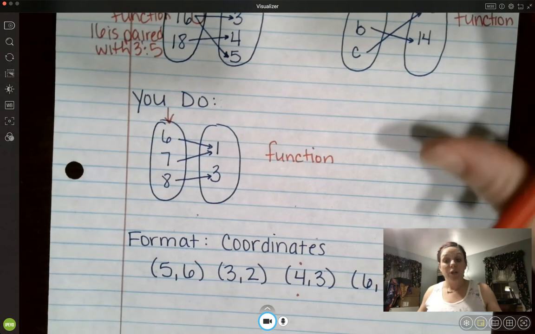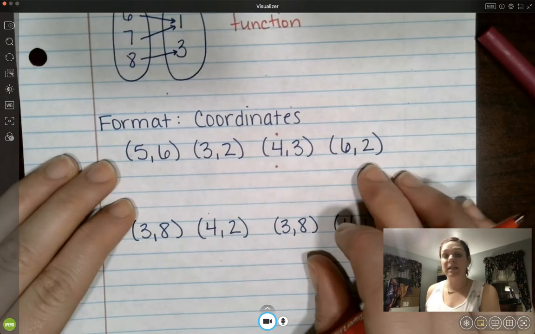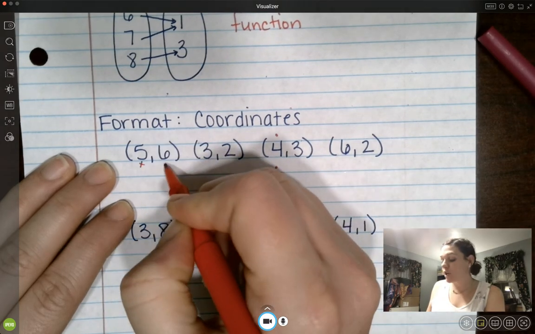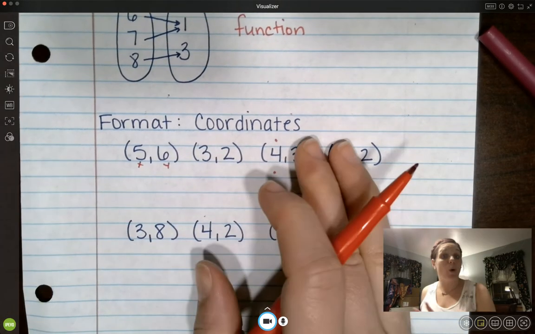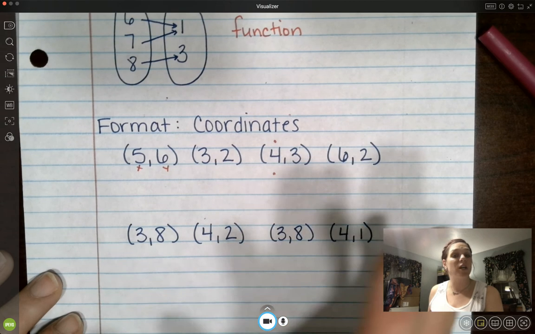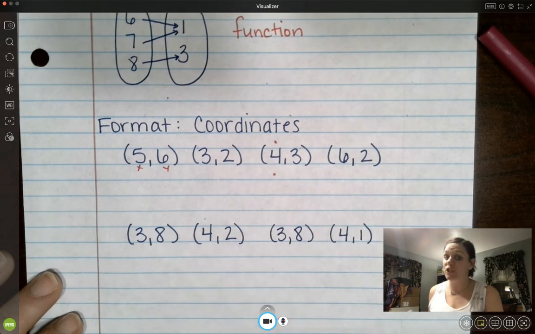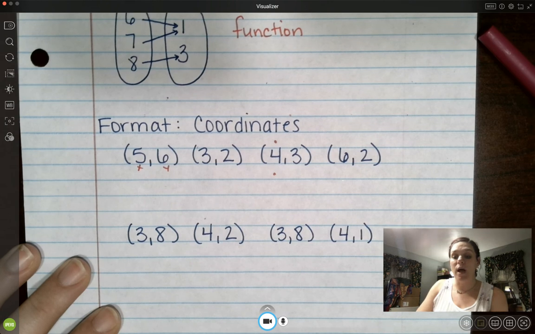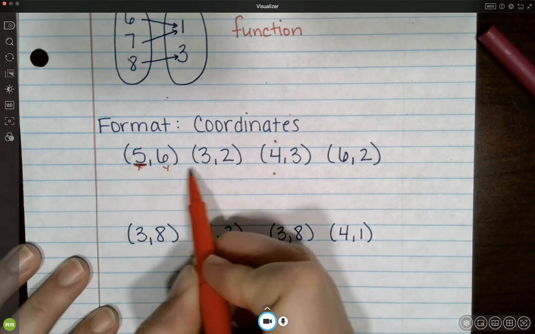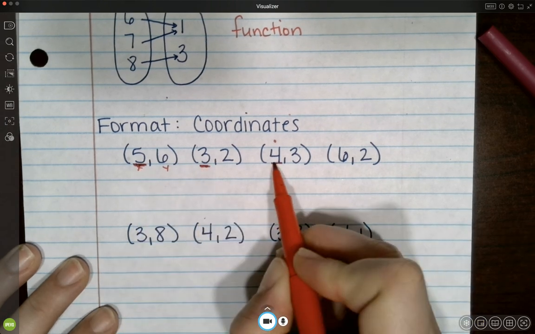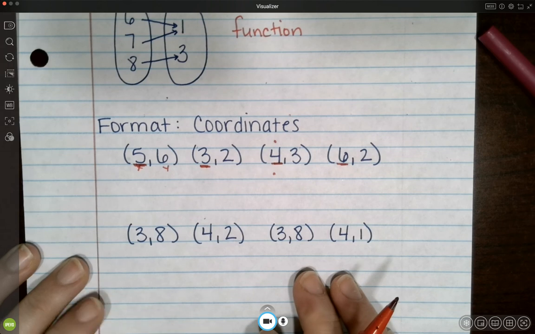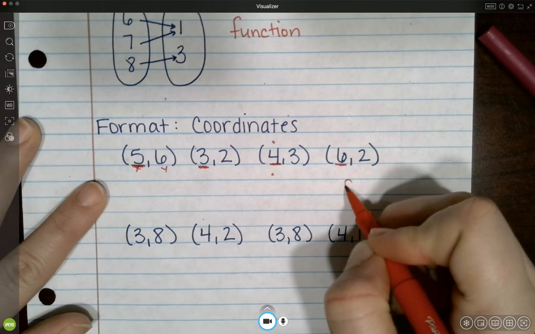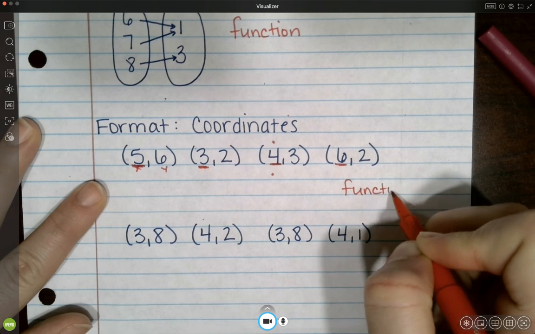All right, so the next format that we're going to take a look at is the concept of coordinates. Coordinates each have X and Y. I could stack all of these into a table if I like that visual better. Just like in the mapping diagram and the table, the first thing we're going to do is analyze our X's. I'm going to go through each of these and underline my X. So we have 5, 3, 4, 6. None of my X values conflict. Nothing is a repeat. So this is automatically a function.